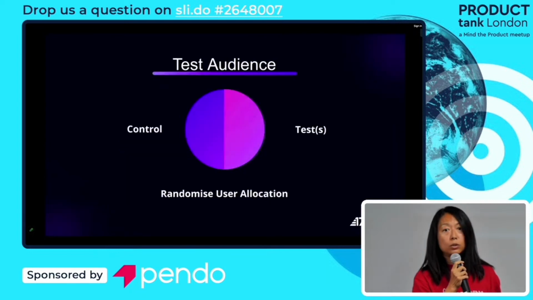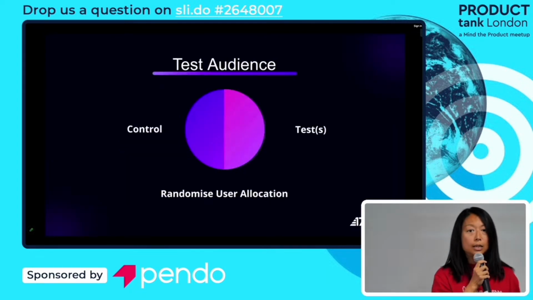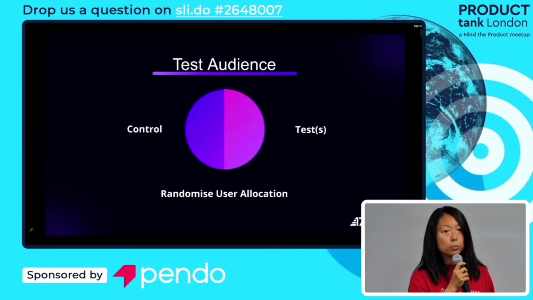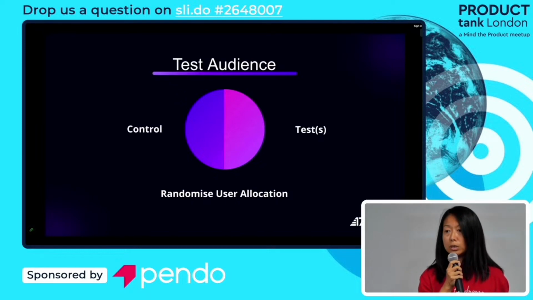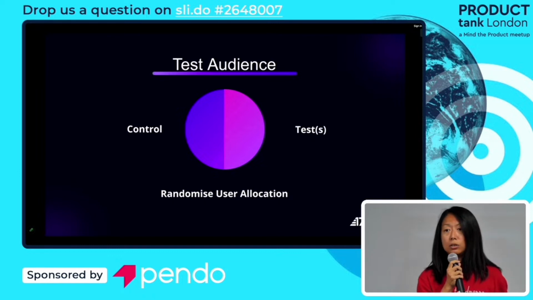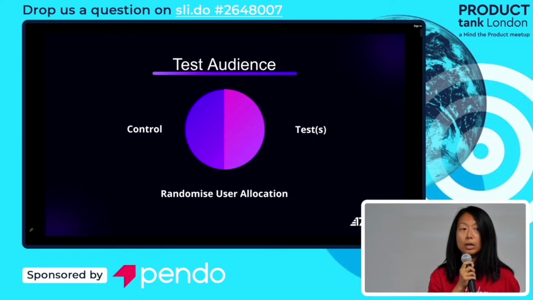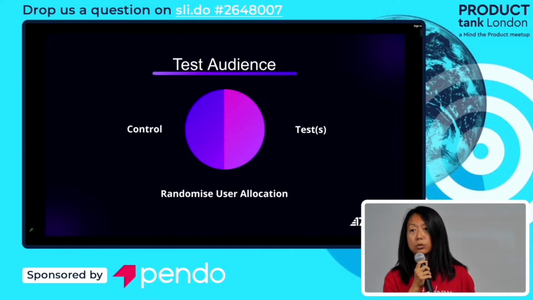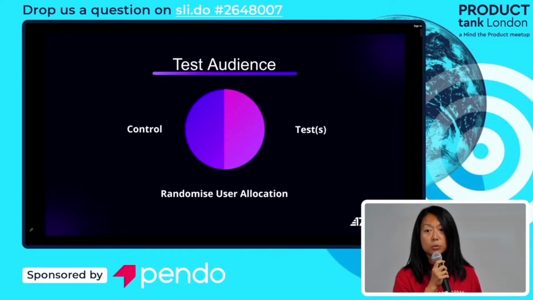And second, you want to define your test audience. In this case, you will have a control group. So that's what's currently being used in the app, and then test groups. It doesn't have to be 50-50. It really depends on the product you have, the stages of your product, of your services, how many users you have. So you could release to 5% of the customer base.